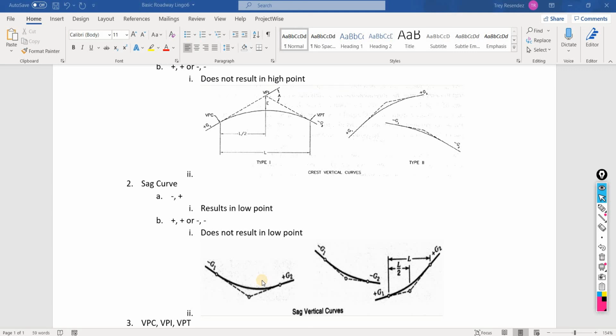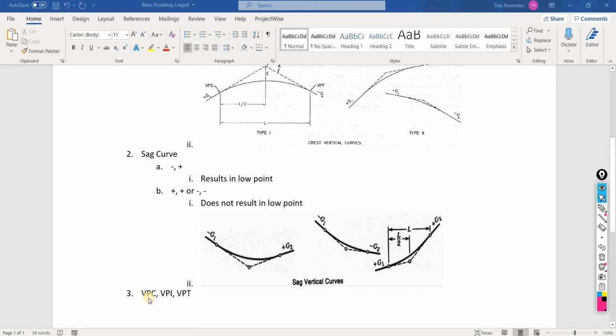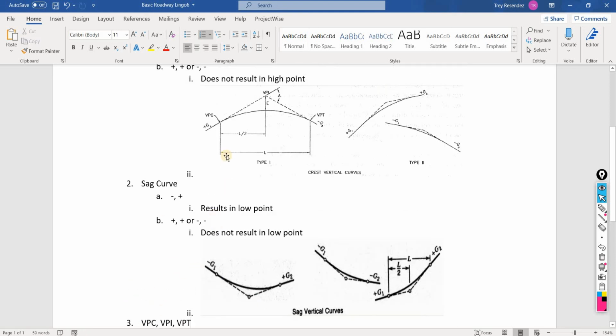So what this tells you is that either the high point or the low point is going to be closer to the shallower grade between the two. And if the grades are equal, then the low point or high point is going to be exactly at the VPI location. And lastly, number 3, which is a topic that I've covered in many of my videos, but I'd just like to reiterate it. This VPC is the vertical point of curvature, VPI, vertical point of intersection, and VPT, vertical point of tangency.